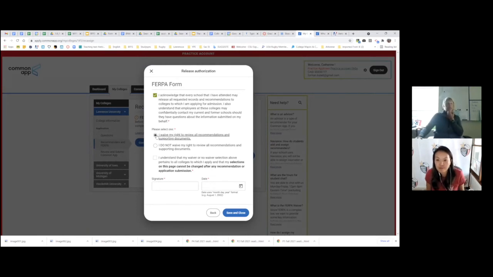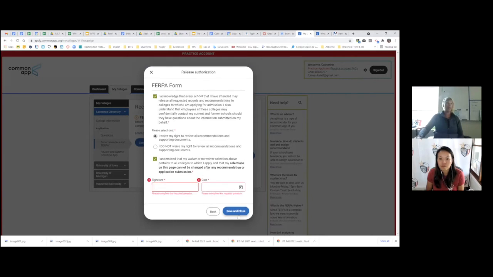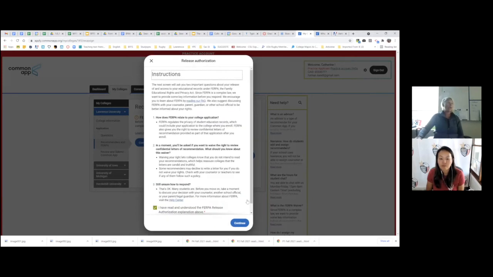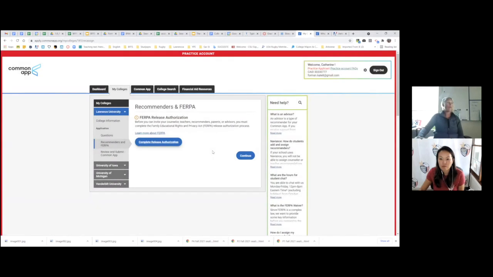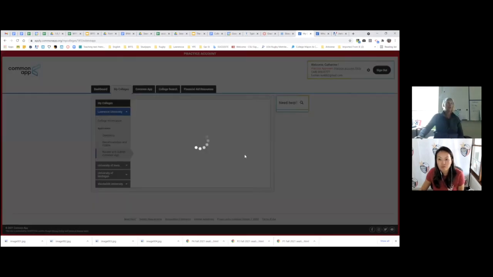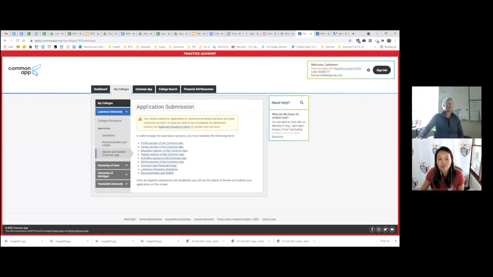Your teachers and counselor may not want to do it if you don't waive it. Yeah, 100%. And you understand, and you have to click the one that says you understand that once you select that, it's going to apply to all your colleges, and then you sign, and then you save and close. Okay. And then you'll be able to go to your recommendations, and then you're at the application submission space, right?